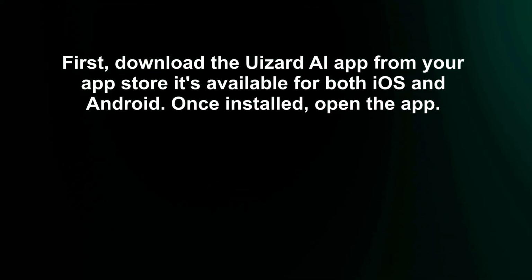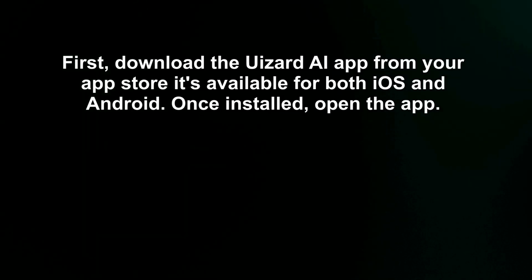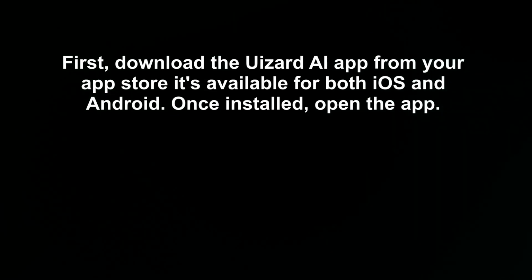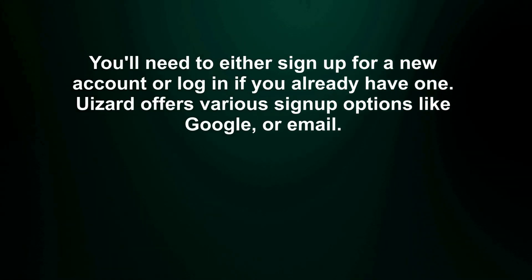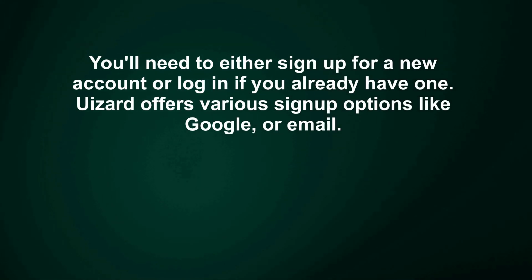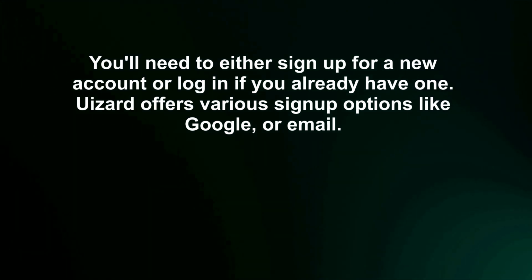First, download the Uizard AI app from your App Store. It's available for both iOS and Android. Once installed, open the app. You'll need to either sign up for a new account or log in if you already have one. Uizard offers various sign-up options like Google or email.